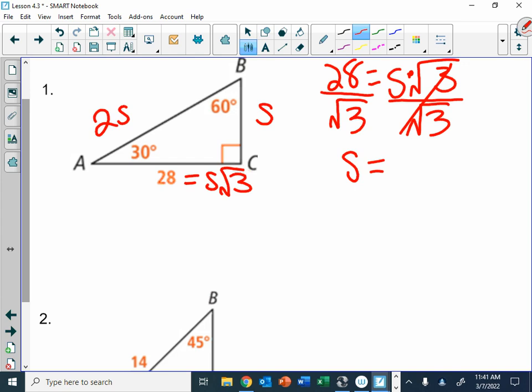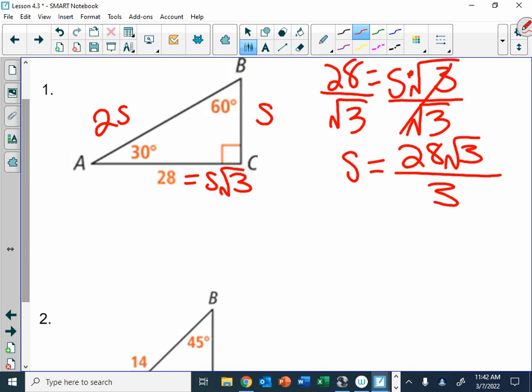I need to make sure everyone can do that. 28 divided by the square root of 3. Almost. Say it again. 28 square root of 3 over 3. There you go. You should get this. 28 square root of 3 divided by 3. If you do not get that, I need to know. I figured by the way you were wording it, that's probably what you got. You didn't get it? No, I didn't get it.